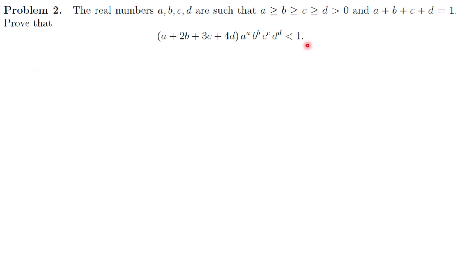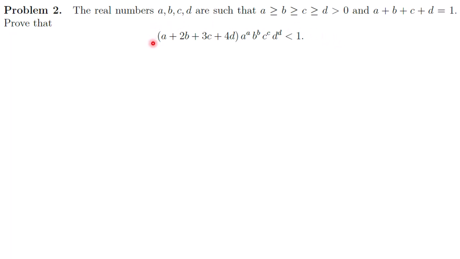So in problem 2, we have an inequality problem. The real numbers A, B, C, D are such that A is at least B, at least C, at least D, which is greater than 0. And A plus B plus C plus D is equal to 1. And we are supposed to show this inequality here.